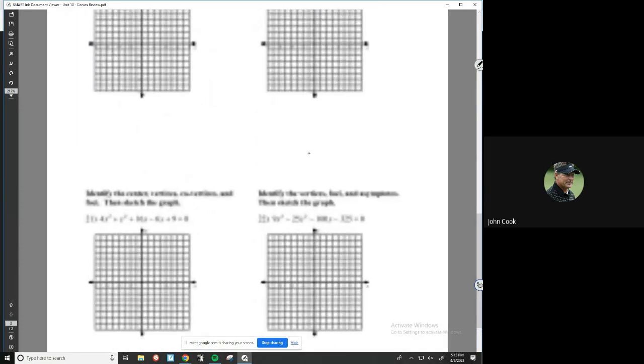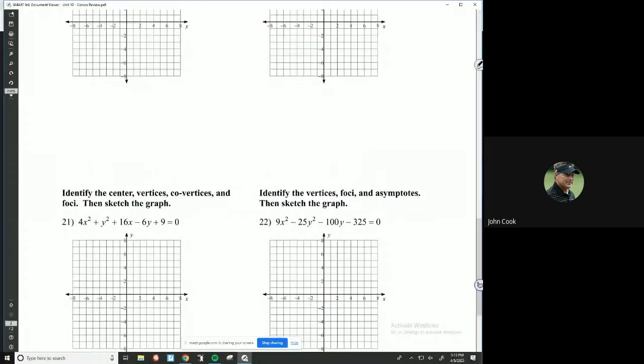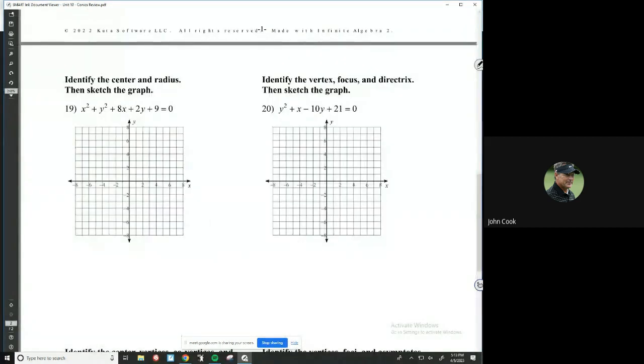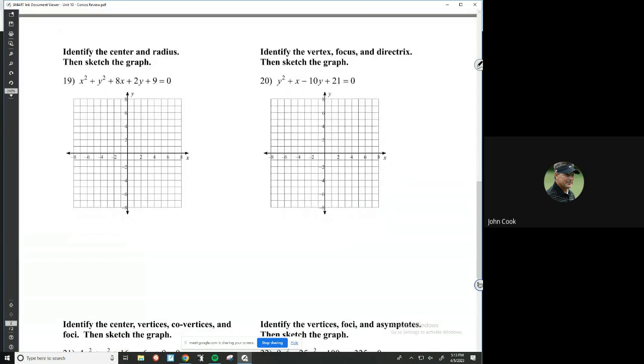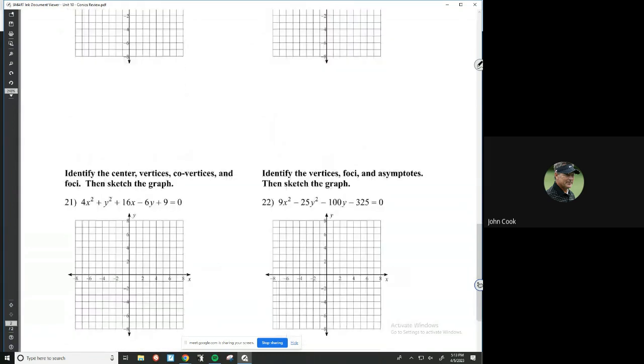We're going to go through the last couple problems from this conics review. So I guess it's all graphing now. This is the fun stuff, right? Okay, so identify the center and the radius. Well, I'm guessing that means this is a circle. Yeah. Identify the vertex, focus, and directrix. Well, you only have a directrix if it's a parabola, so that's got to be a parabola.